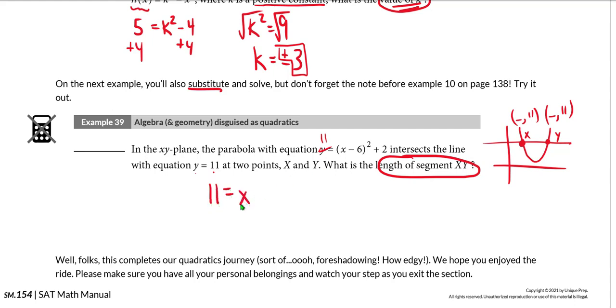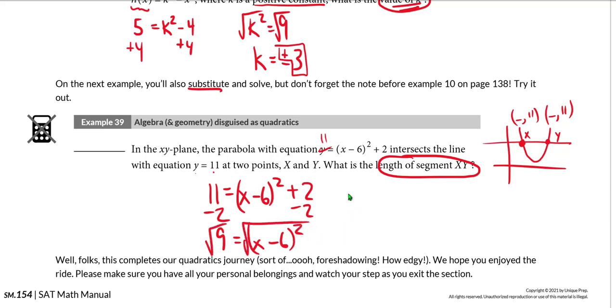So we get 11 equals x minus 6 squared plus 2. We subtract the 2, we get 9 equals x minus 6 squared. Again, no need to FOIL this out. You could FOIL it out. It's not invalid to do it that way, but we can square root both sides as long as we remember that, because we are squaring a variable expression here, we have to account for the fact that x minus 6 could equal 3, the positive square root of 9, but it could also equal negative 3, the negative square root of 9.